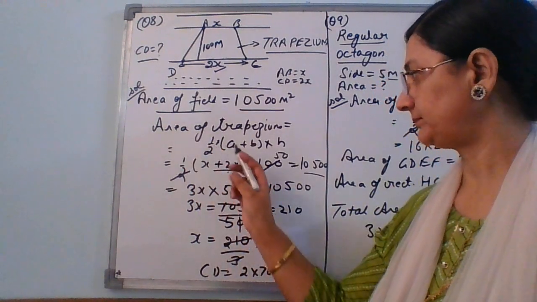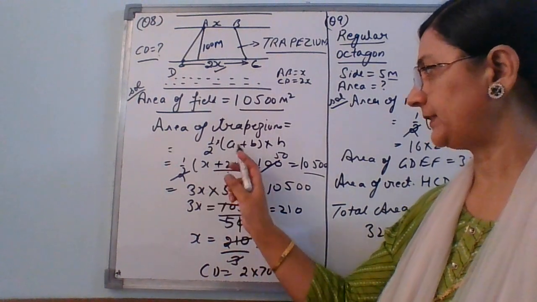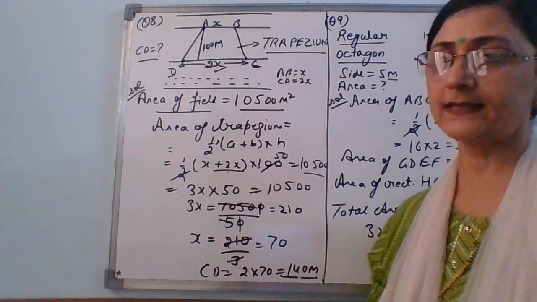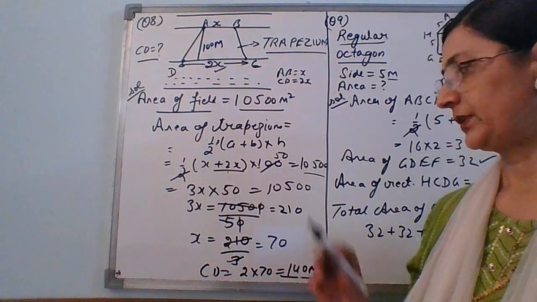एरिया, वी हैव हाफ सम ऑफ द पैरेलल साइड्स इनटू h, उसमें वैल्यूज डाल दो, ये तो x और 2x है, राइट? और राइट साइड पे यू हैव द आंसर ऑफ एरिया. सो उसको सॉल्व कर लो, क्रॉस मल्टीप्लाई करके ले आओ और यू विल फाइंड आउट x.